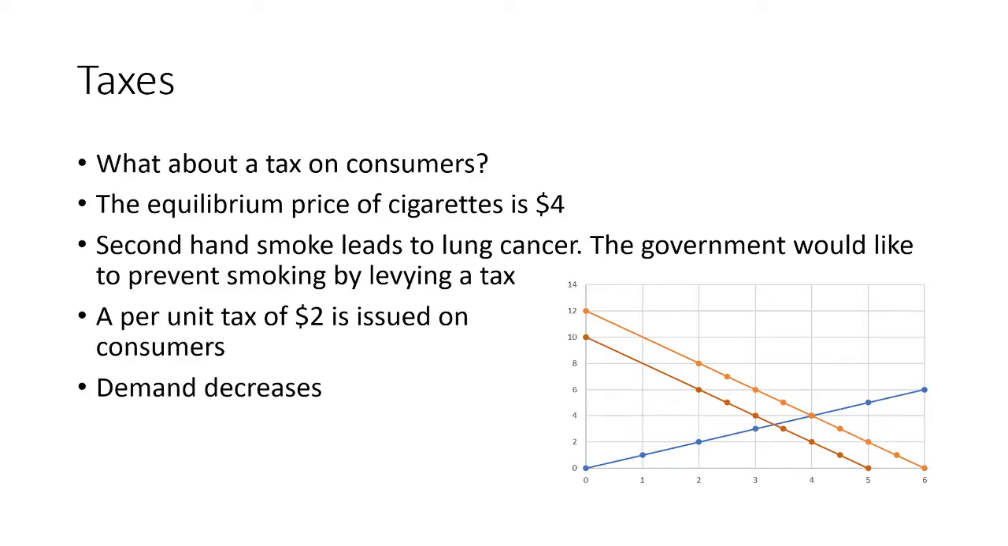This causes demand to decrease. So just like when we had a tax on suppliers, the supply curve increased. Now we're going to have the demand curve decrease based on the tax of $2. We're just going to shift this demand curve down $2 at each quantity.